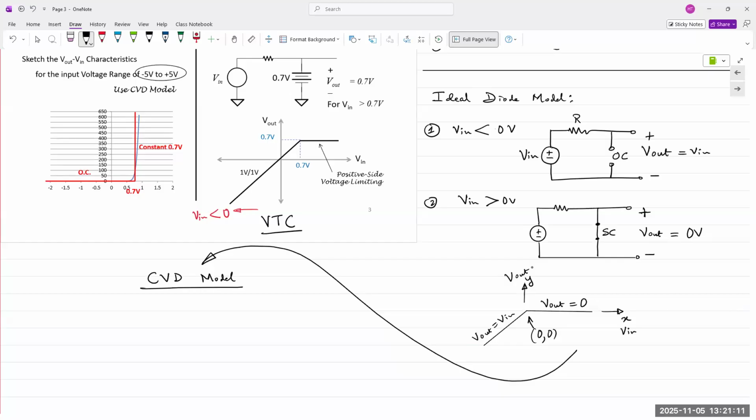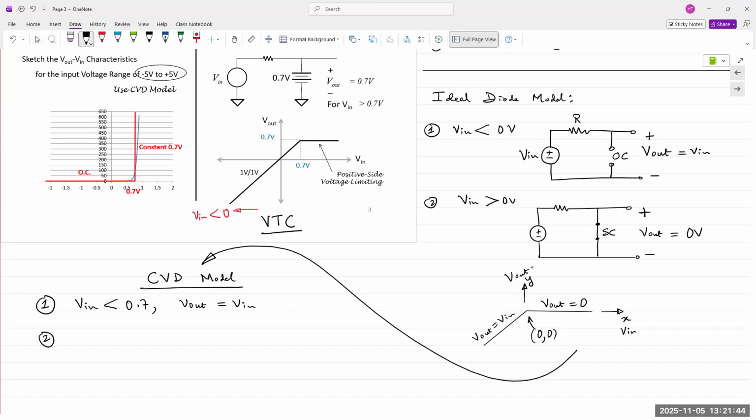So for V in less than 0.7 volts, the circuit looks exactly the same as the ideal diode model. Diode is open circuit, and V out is equal to V in. So if you apply 0 volts, you will obtain 0 volts at the output. Hence, you have this waveform.